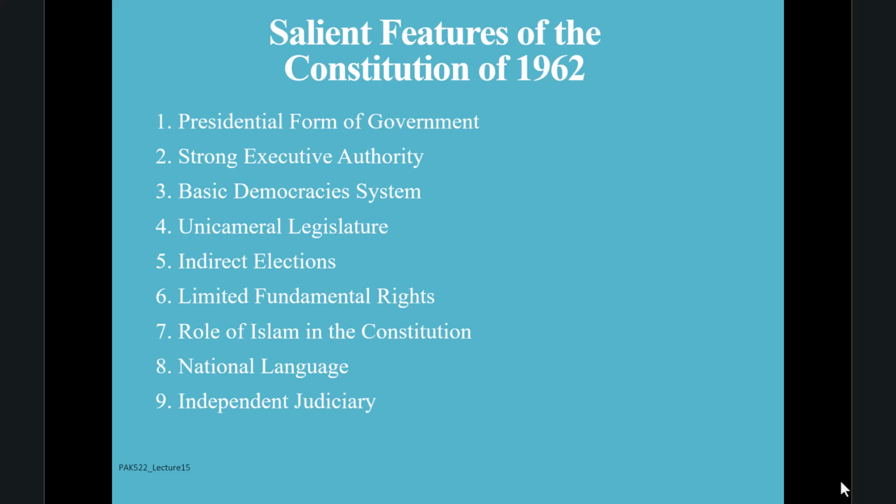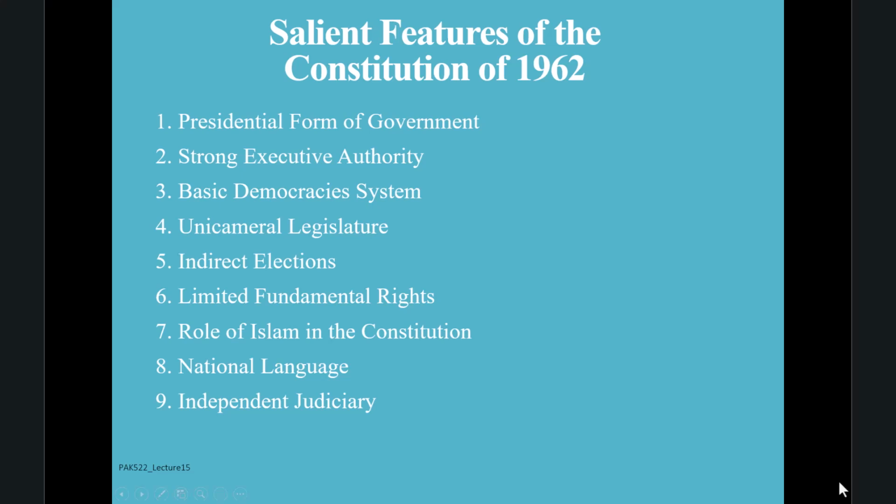And now the independent judiciary. The 1962 Constitution maintained the independence of judiciary and continued the role of the Supreme Court as the highest judicial authority. The judiciary had the power to interpret the Constitution and ensure that government actions remained within legal limits.